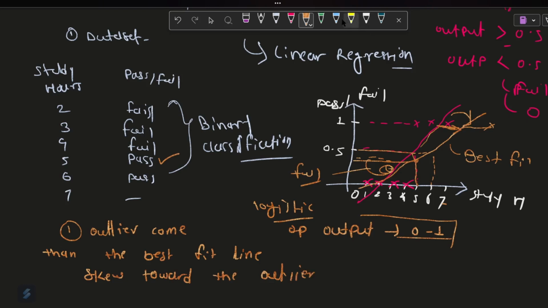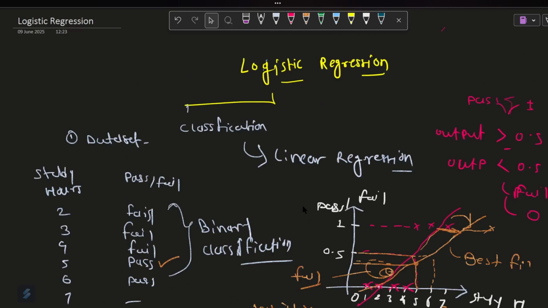That's the only reason we can't use simple linear regression or multiple linear regression. The second point is the output, which is greater than 1 and less than 0. Those are the two reasons we can't use linear regression instead of logistic regression. So this is for today's video, and we will understand all of these concepts of logistic regression in the next video.